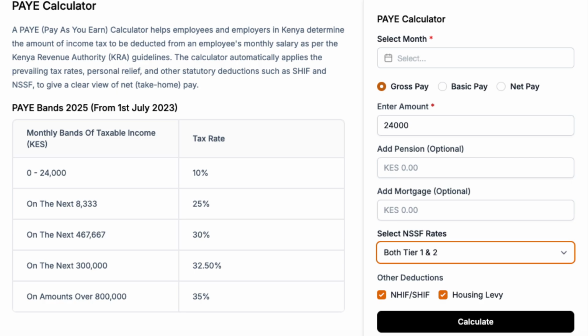Now you have maybe heard that if you earn 24,000 shillings per month and below, you don't pay any tax. So let's use the calculator to understand exactly what this means. Let's enter the basic pay. Let's assume it's the maximum of 24,000. Remember, SHIF and housing levy are mandatory deductions. So these ones will still be calculated and deducted from the employee's or your salary.